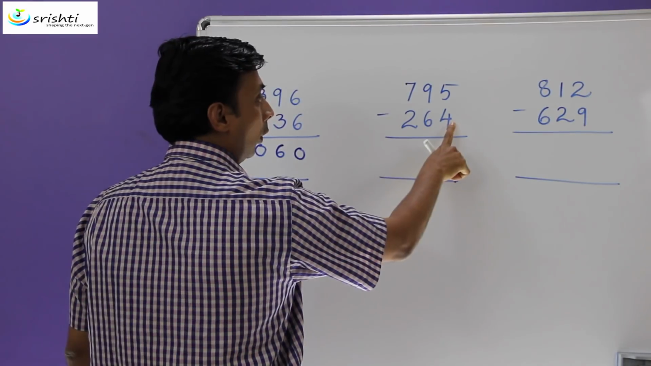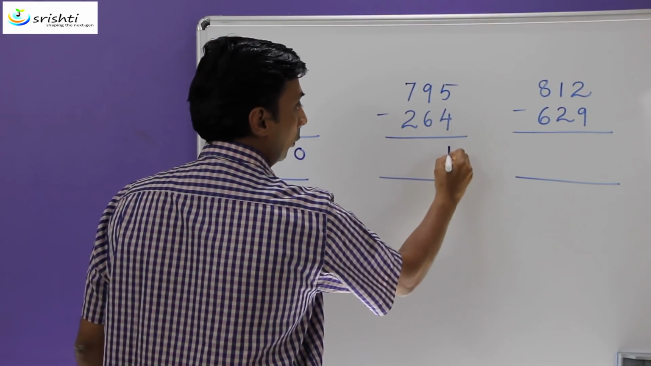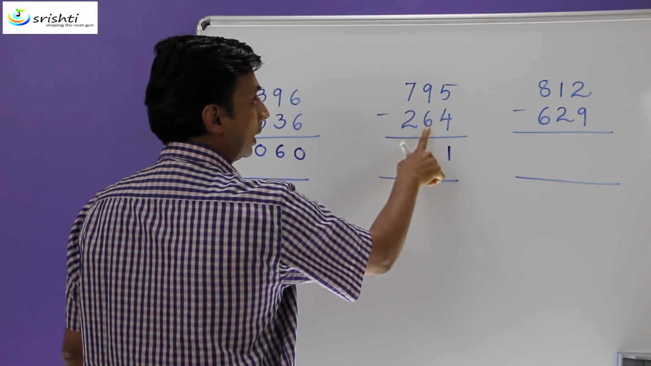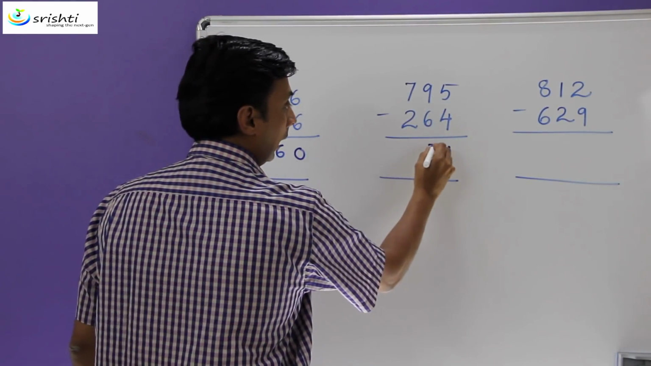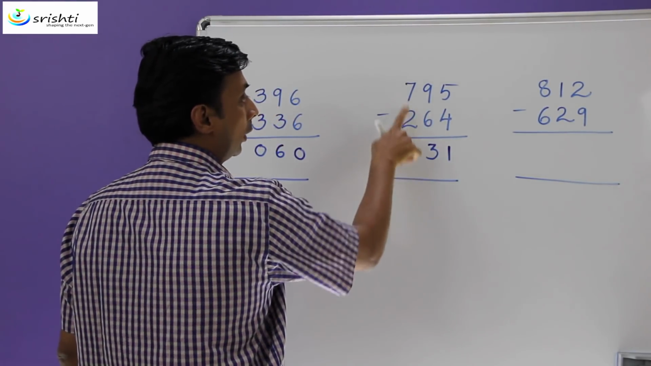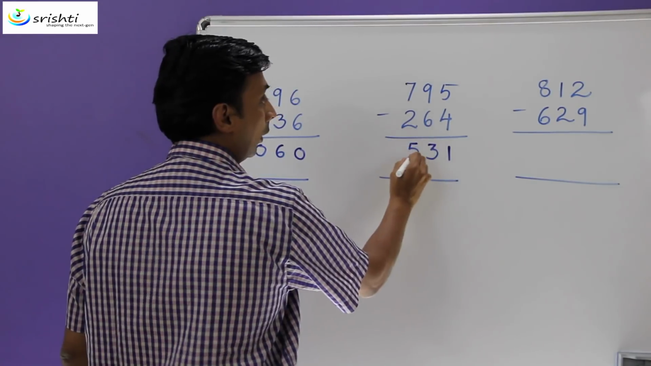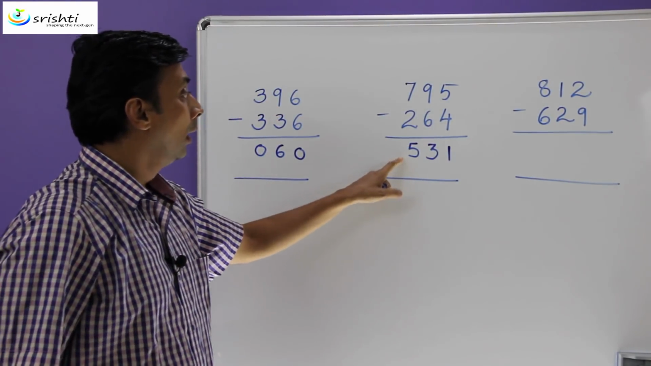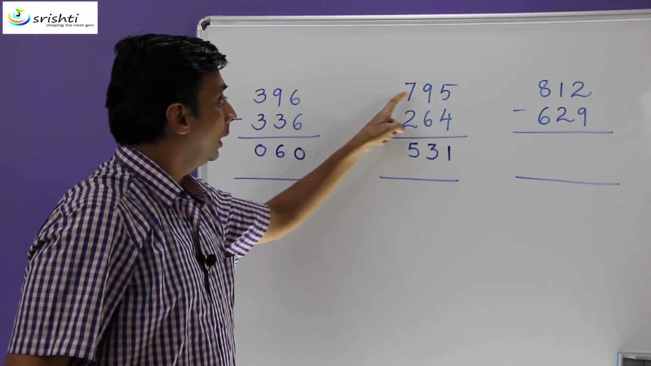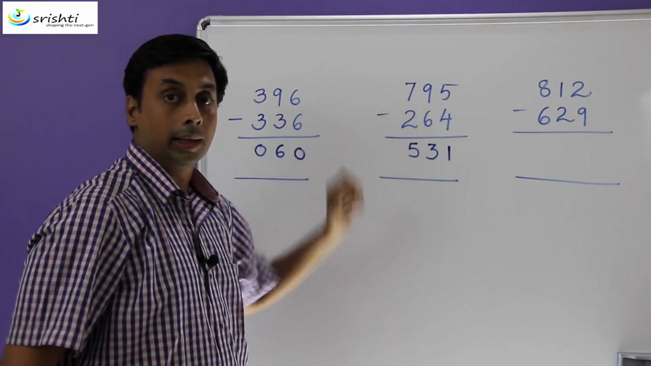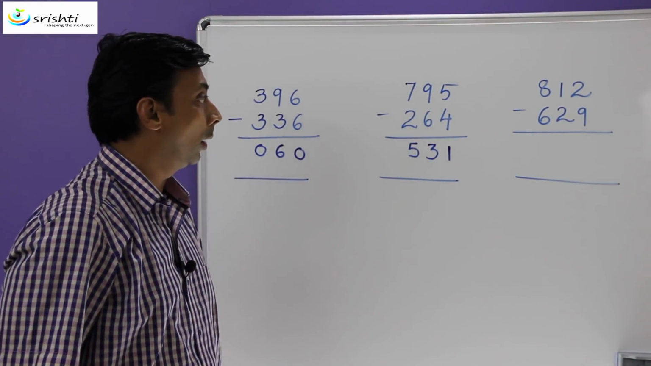What added with 4 gives me a 5? It has to be 1. What added with 6 gives me a 9? It has to be 3. And what added with 2 gives me a 7? It has to be 5. You will observe in this example that in the number in the first row, all the digits are bigger than the digits in the second row. That's the uniqueness of this particular problem.